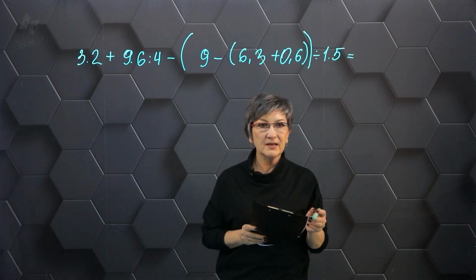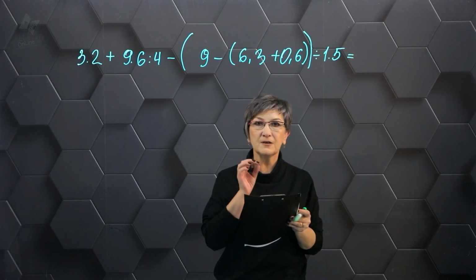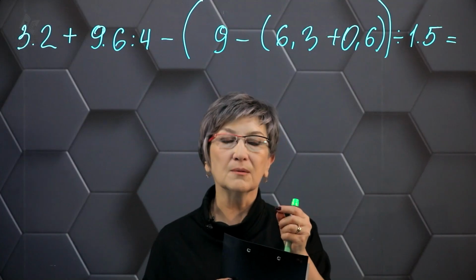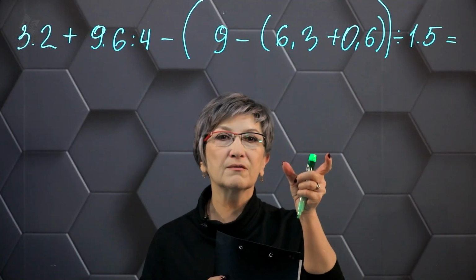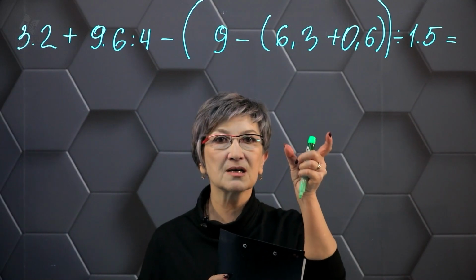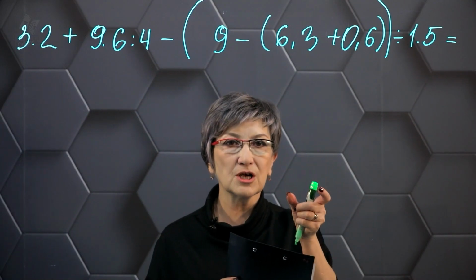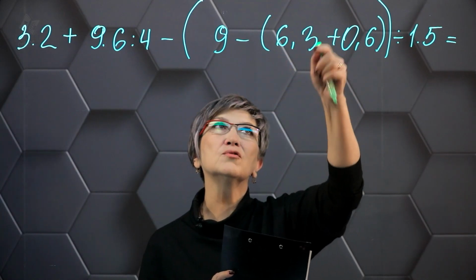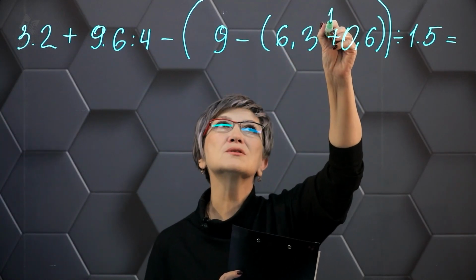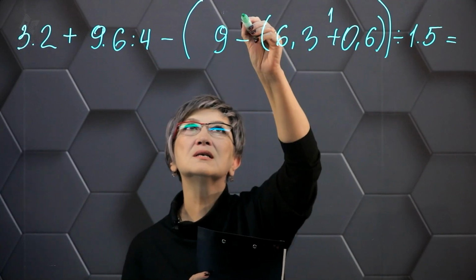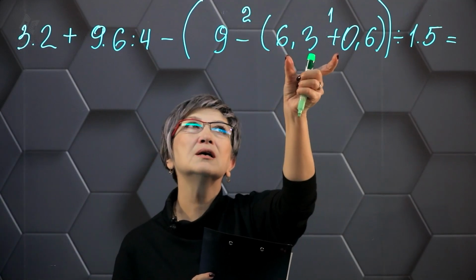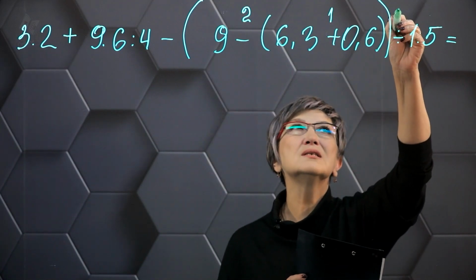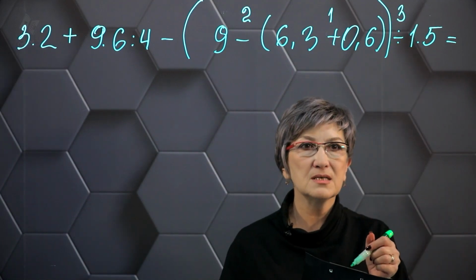In order to solve this example correctly and get the right answer, we must arrange the actions in a specific sequence. By rule, the first action we look at is the action in the brackets. We see 2 parentheses, so I look at the first parenthesis and write down 1. Then from 9 I subtract that result, and that is the second action. The third action is to divide by 1.5.